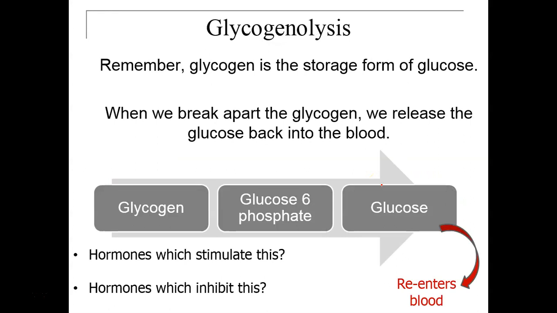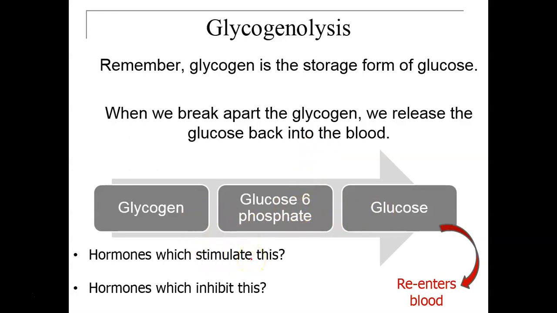Glycogen is the storage form of glucose, right? The glucose can be stored as glycogen. When we break apart the glycogen, we release the glucose back into the blood. Cool.